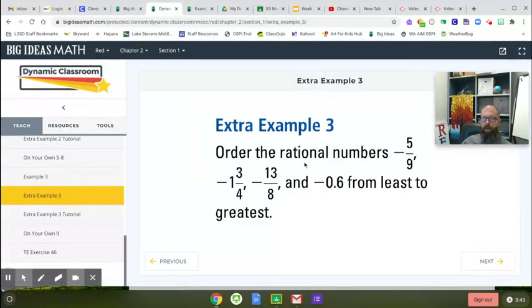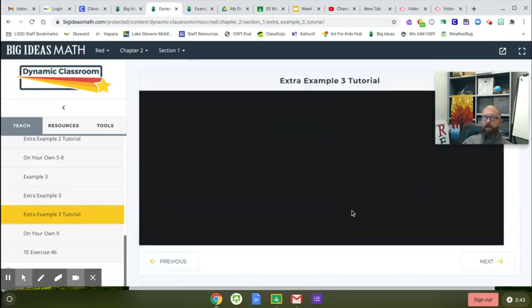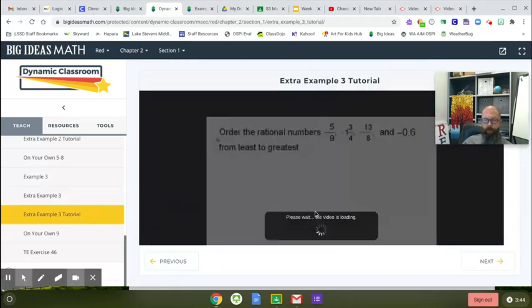So it says order the rational numbers negative 5/9, negative 1 3/4, negative 13/8, and negative 0.6 from least to greatest. Again, you're going to want to change all of these into decimals and put them on a number line to figure this out. Negative 6 tenths from least to greatest.